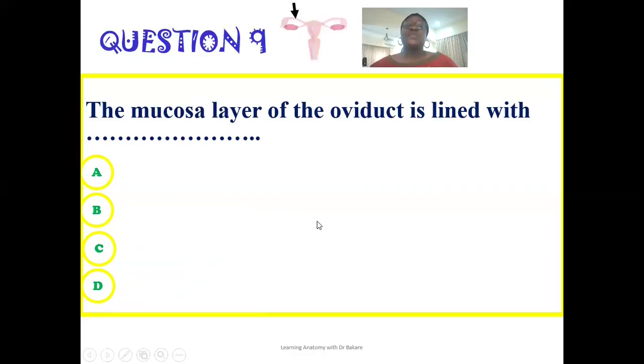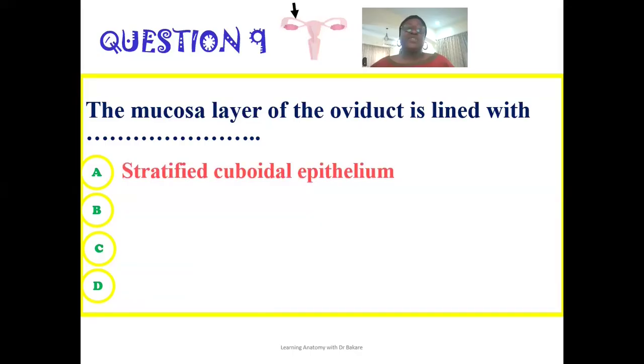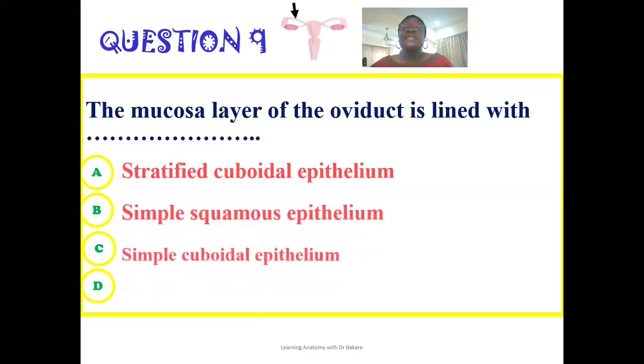The ninth question reads that the mucosal layer of the oviduct is lined with. What is the epithelium lining the mucosal layer of the oviduct? Is it the stratified cuboidal epithelium? Is it the simple squamous epithelium? Is it the simple cuboidal epithelium, or is it the simple columnar epithelium? The correct answer here is the simple columnar epithelium.